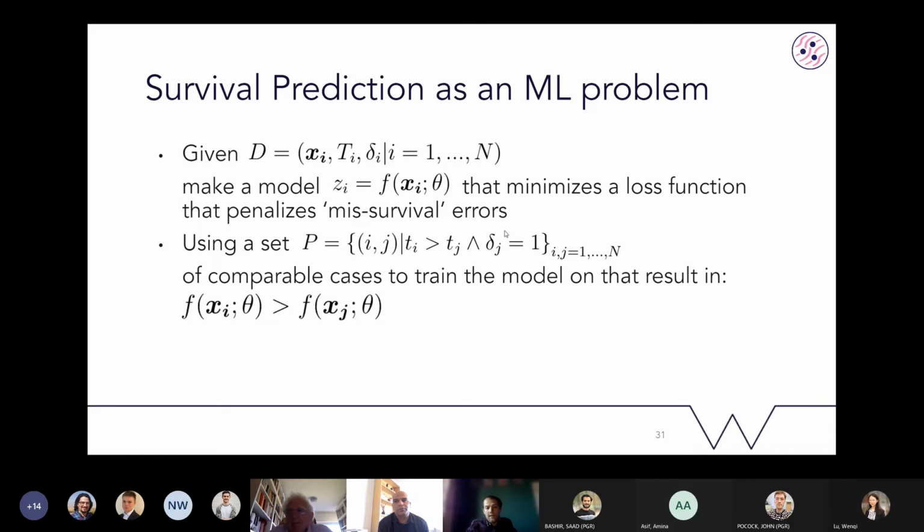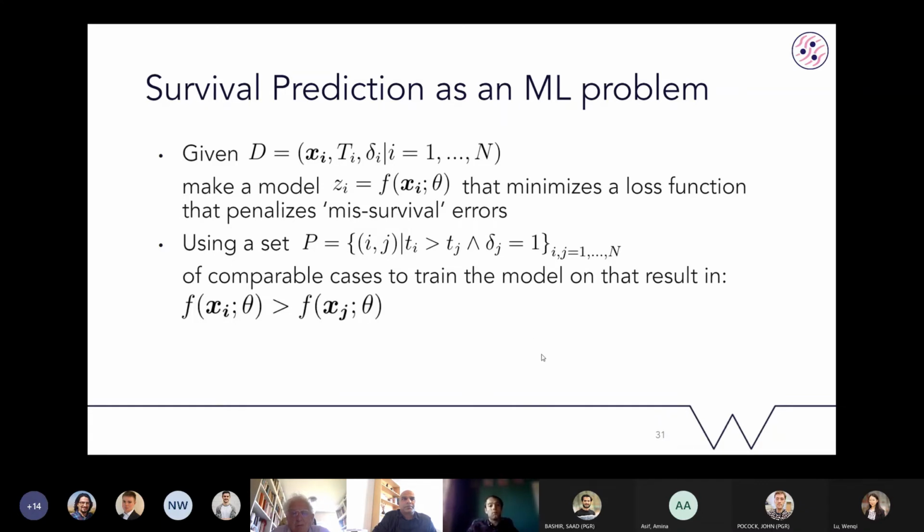So if we've got a data set D and we have n different subjects, then there's a triplet of information for each subject. We've got a feature vector, X, and we've got a time, a survival time or a censoring time, and we've got delta, which is whether an event occurred. So for delta equals 0, there was no event, that patient is censored. If delta equals 1, there was an event.